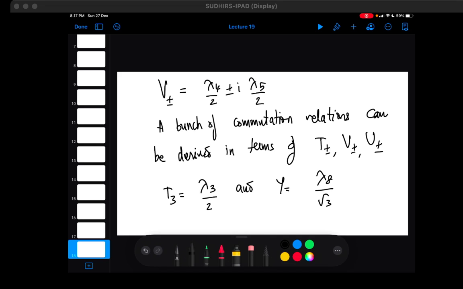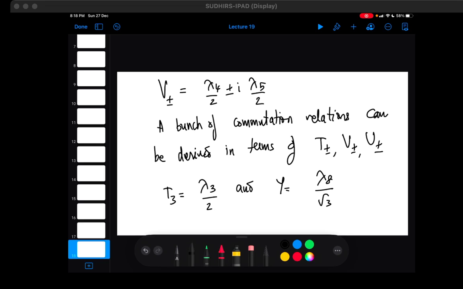Then we have a bunch of commutation relations which you can write down. Exactly like we want to put everything in terms of the notations of SU2, but now things become complicated because compared to SU2, SU3 is a much larger group. SU2 has rank 1. SU3 has rank 2, which means it has two diagonal generators.